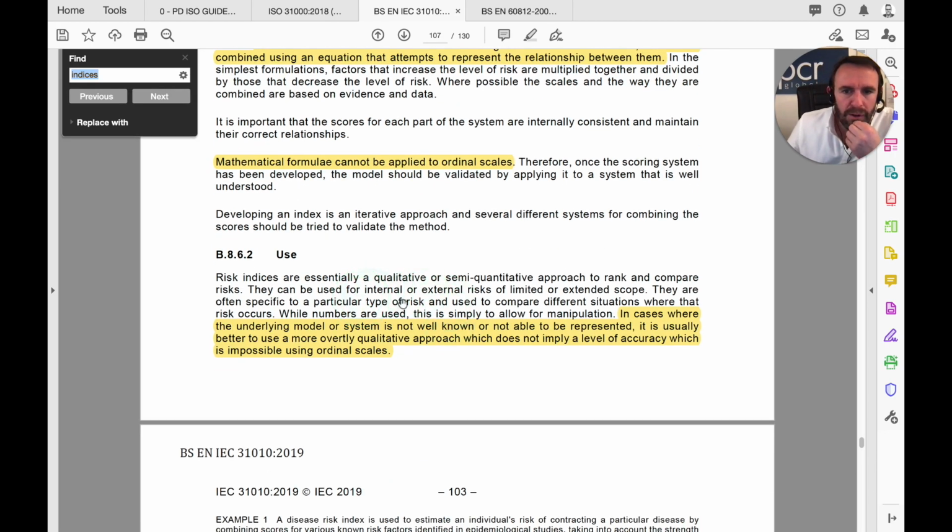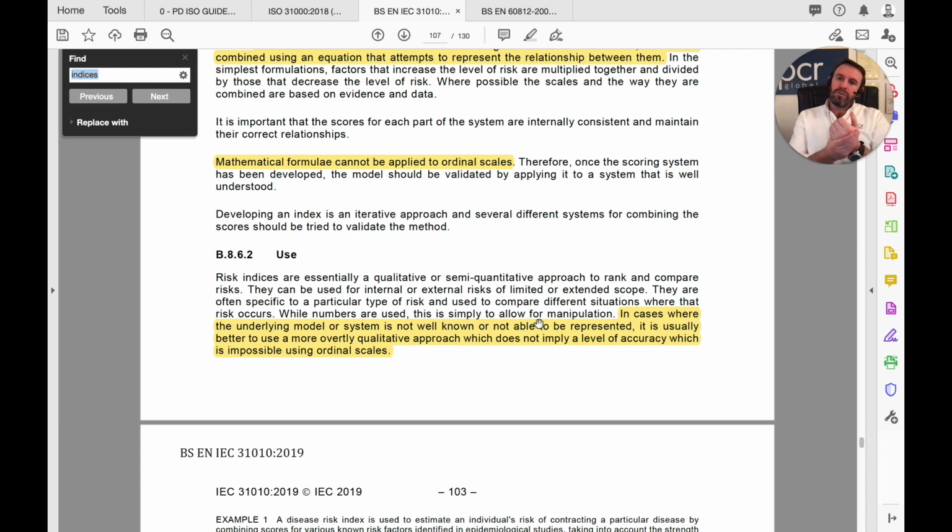Reading on a little bit further, risk indices are essentially a qualitative or semi-quantitative approach to rank and compare risks, because that's what we were doing. We're trying to compare them, trying to rank them, so we know which priority to work at them. They can be used for internal and external risks of limited or extended scope. They are often specific to a particular type of risk and are used to compare different situations where the risk occurs. While numbers are used, this is simply to allow for manipulation. And believe me, they can actually be manipulated as well.